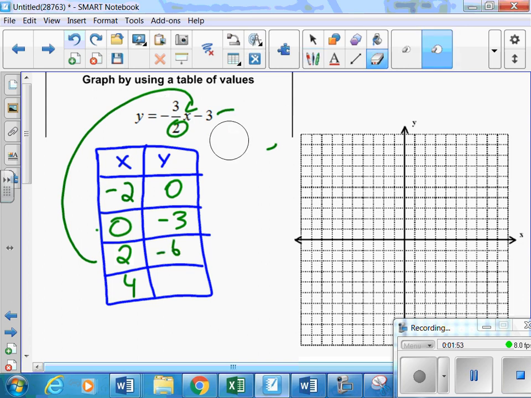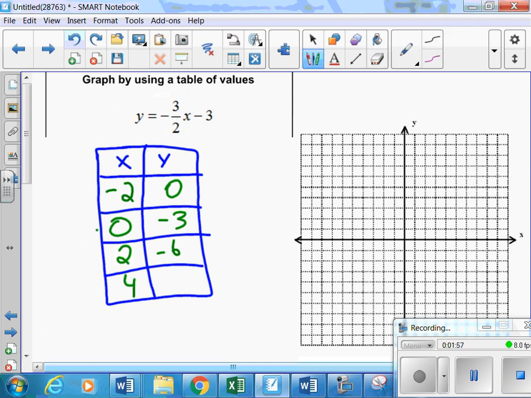And the last number we plug in is +4. We'll take 4 times the -3, -12. -12 divided by 2 is -6. -6 minus 3 is -9.